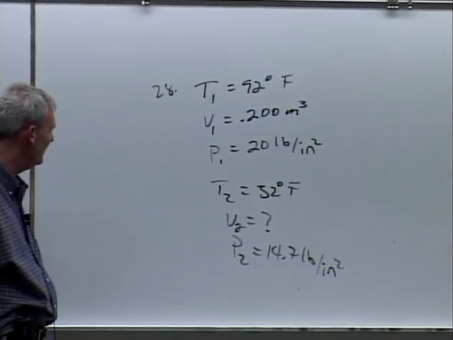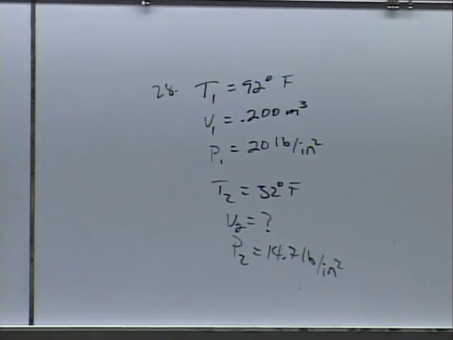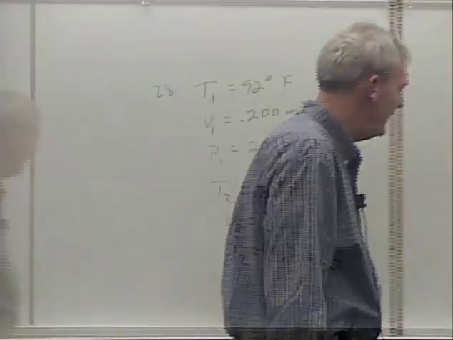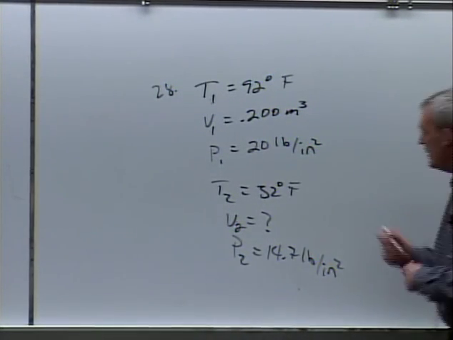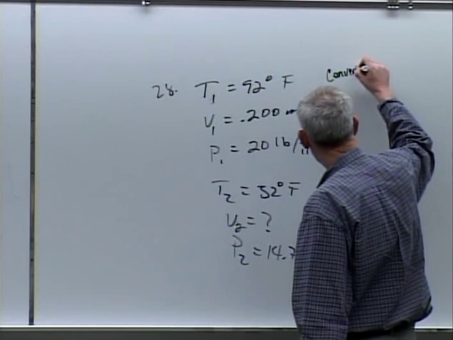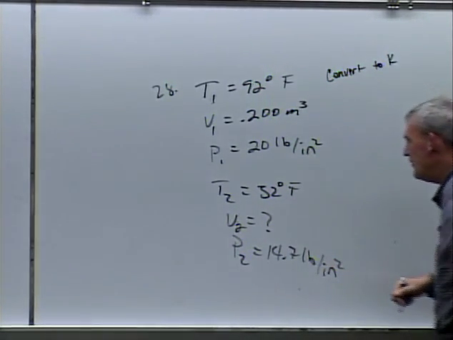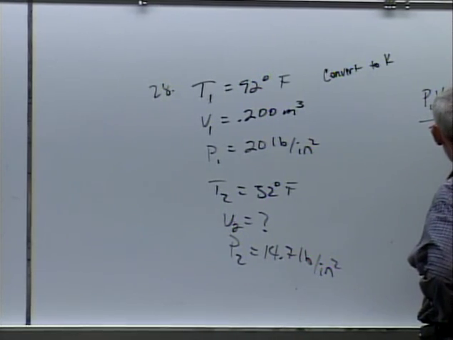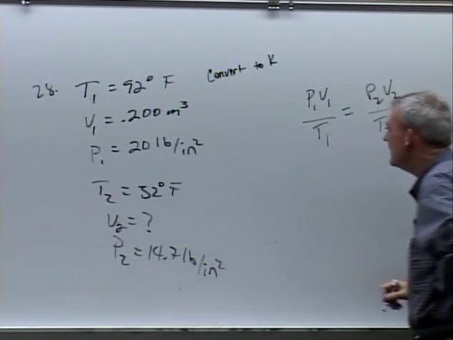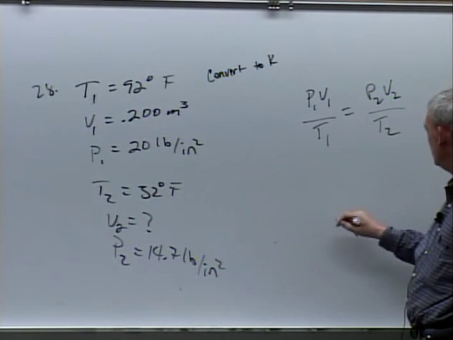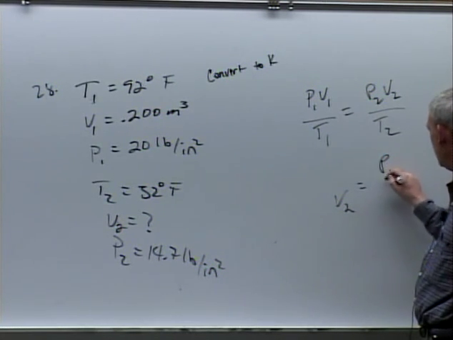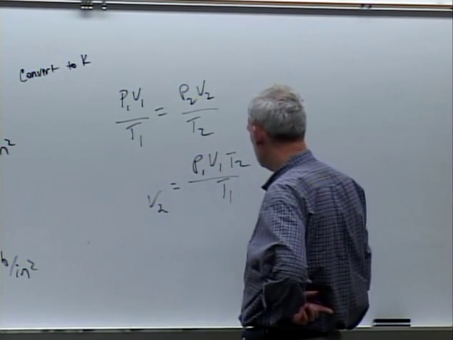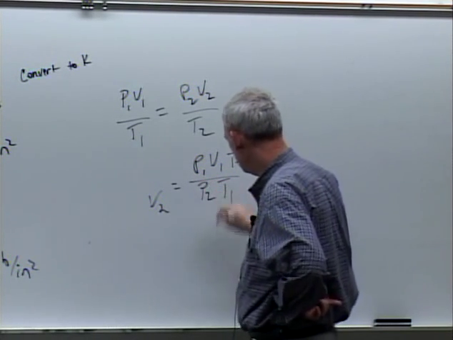You have to convert those to kelvins, which isn't hard to do. You take 92, multiply it by 5/9, and subtract 32, whatever that comes out to be. But anyway, here's what happens. To do the problem, convert this to kelvins. And to find the new volume, you know that P1 V1 over T1 equals P2 V2 over T2. So V2 then equals P1 V1 times T2 over T1, over P2. There you go.